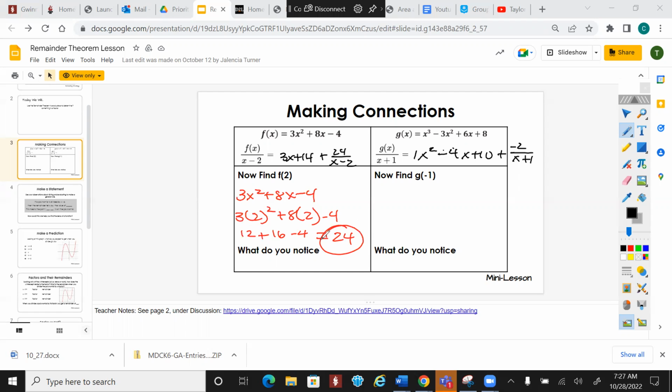What do you notice? What do you notice by comparison of what's up here? Is there anything similar? What do you mean the same thing? So this remainder is the same thing as what we got down here. So the remainder is the same as the number.